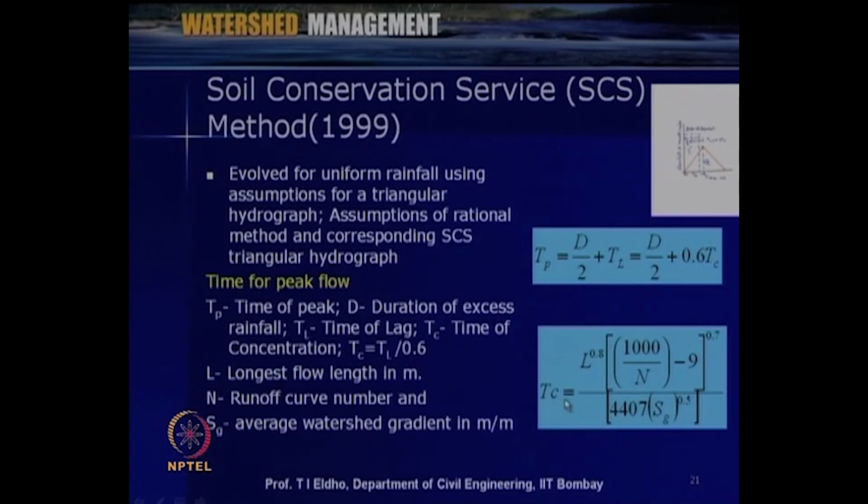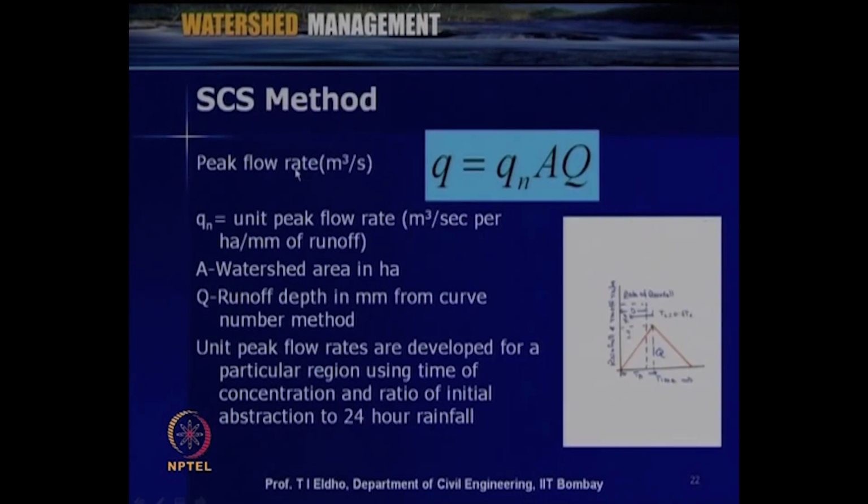And then Tc can also be approximated using this equation. Here L is the longest flow length in meters, N is the runoff curve number, and Sg is the average watershed gradient. This is the so-called Soil Conservation Service method. And then the peak flow rate Q is equal to Qn into A into Q, where Qn is the unit peak flow rate.